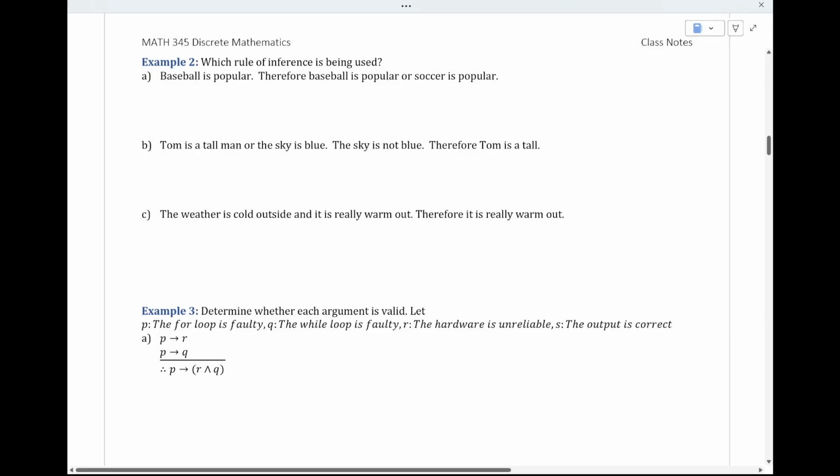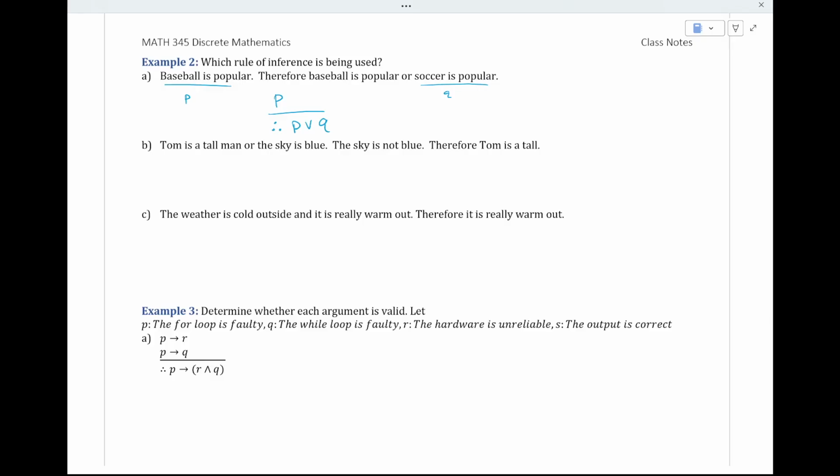What rule of inference is being used? Here I have in part A, baseball is popular. Therefore, baseball is popular or soccer is popular. I'm going to write out with symbols. I'm going to say baseball is popular, that's P. Baseball is popular or soccer is popular is Q. So I have P, therefore, P or Q.